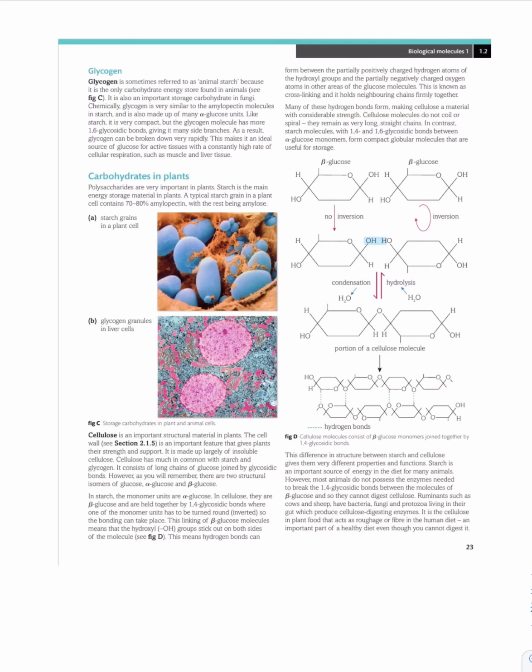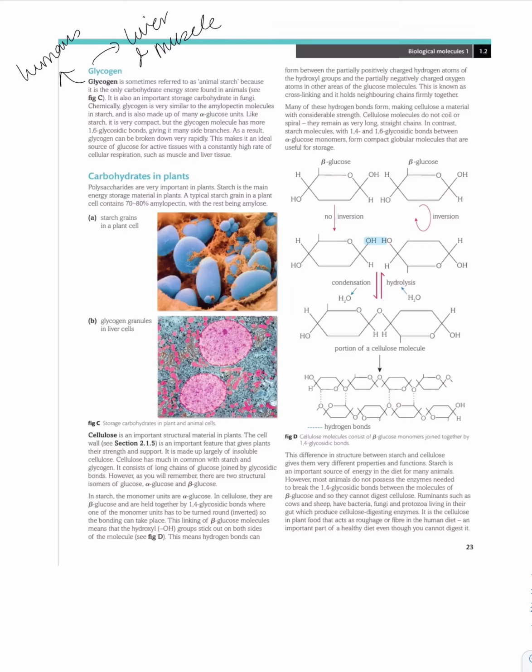Glycogen. Glycogen is sometimes referred to as animal starch because it is the only carbohydrate energy store found in animals, and that is the one that I told you is found in humans. And so glycogen will be stored in the liver and muscle. It is also an important storage carbohydrate in fungi.